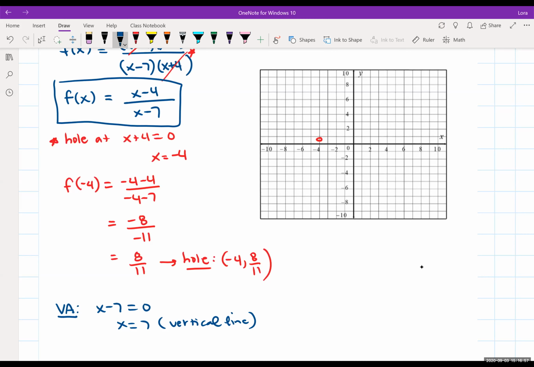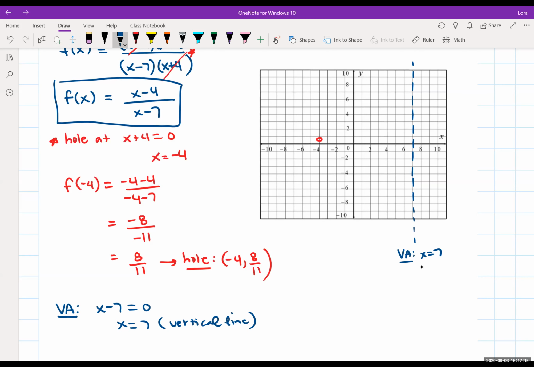So let's include this on our graph. x equals positive 7. Include this as a dashed line, and sometimes I'll even label it just to be clear. Okay, so we're going to take care of the asymptotes.